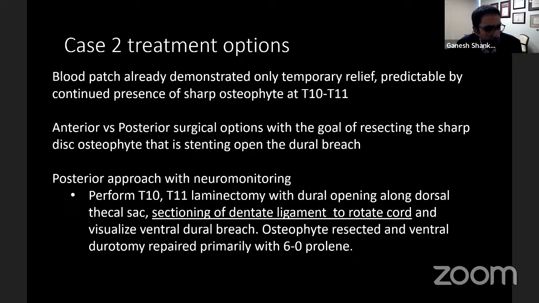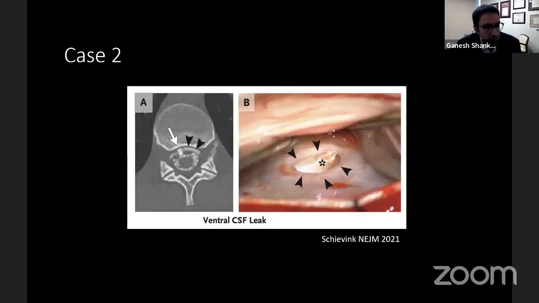And as you'll see in the video that I'll present, to approach these from a posterior approach, we open the dura on the dorsal surface. We rotate the spinal cord after sectioning the dentate ligament to visualize the ventral dural breach. The osteophyte is resected, and then the dura is repaired with a 6-0 Prolene.